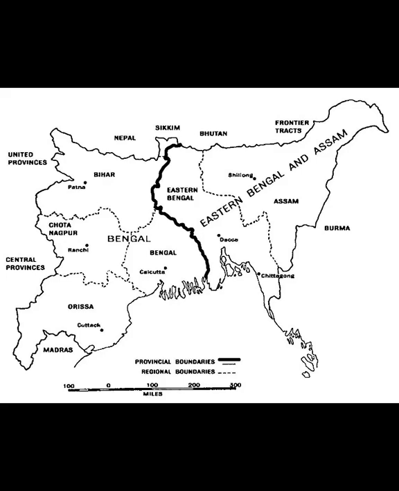In 1900, separate elections were established for Muslims and Hindus. This resulted directly in the creation of East Pakistan during the 1947 partition.